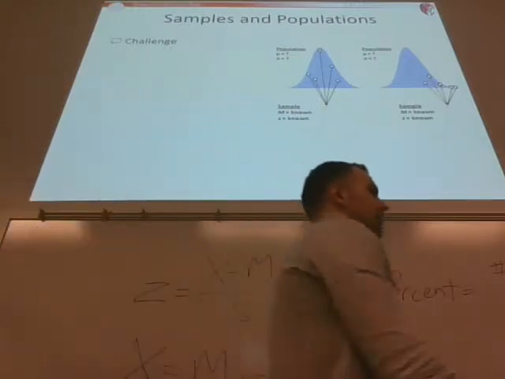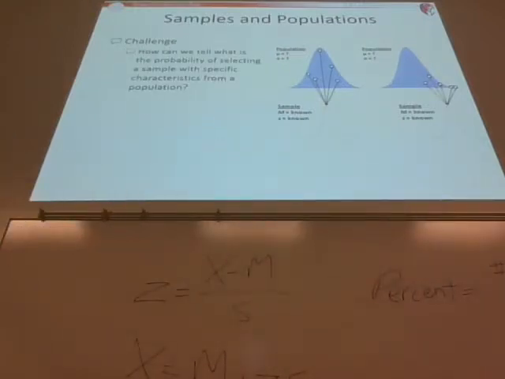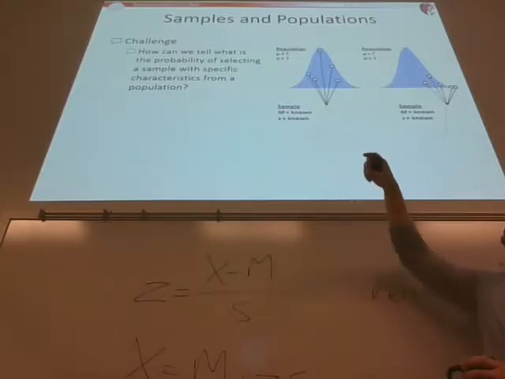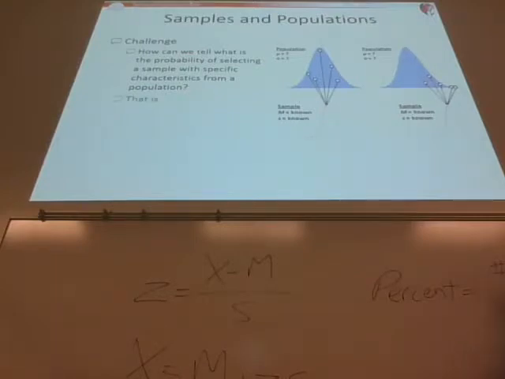All right, the challenge. How can we tell what is the probability of selecting a sample with specific characteristics from a population? So we just said this one has a high probability. This one has a low probability. But how can we actually put a number on that? How can we actually calculate that out? That is, what is the probability of getting a particular sample from a population?